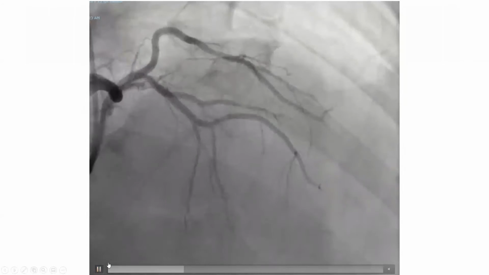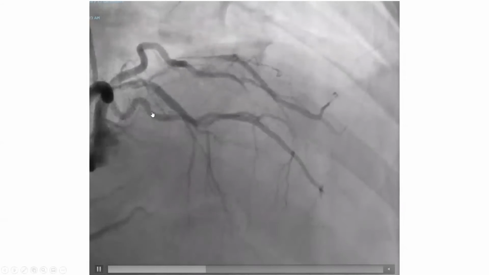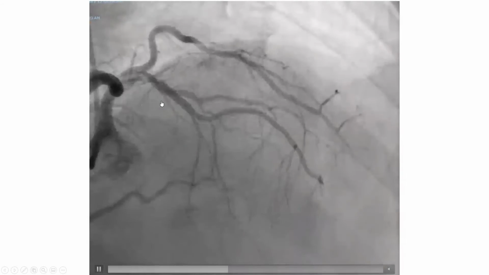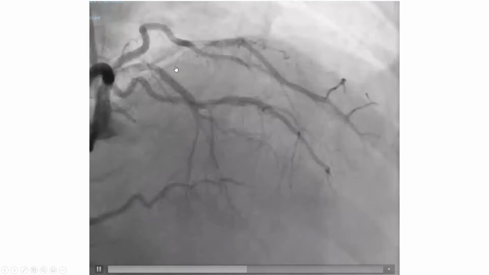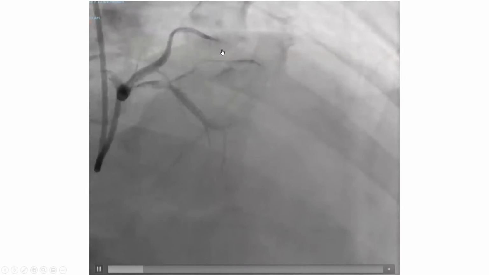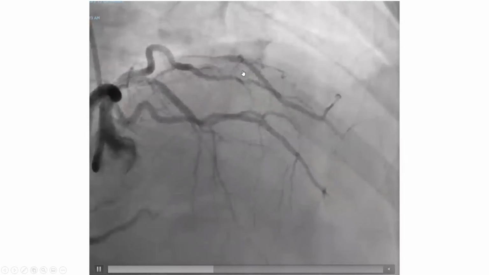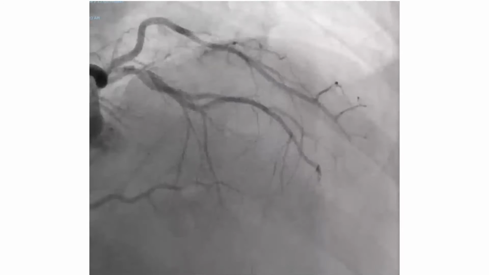So she was taken emergently to the cath lab and an angiogram was done. This is an RAO cranial. What do you see on that angiogram? One thing that jumps out at me is there is too much overlap and it's hard to tell what's what. Even if you're an experienced operator, it's hard to tell what's what. It's even harder for a fellow. Keep that idea in mind. It will be a relevant idea.